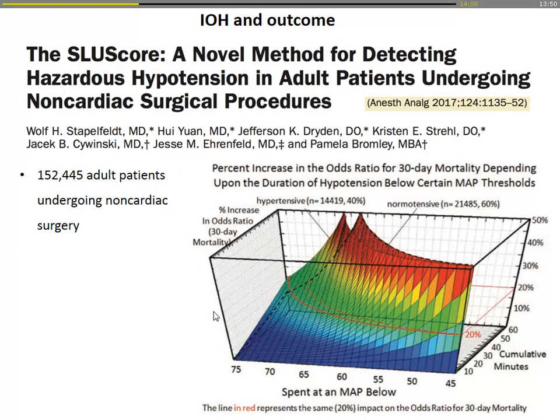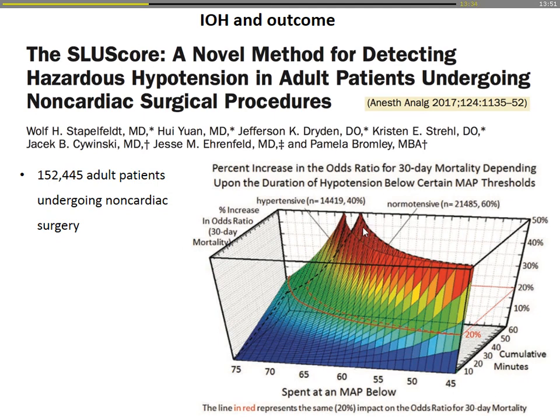And this is another study, where again, more than 150,000 patients from a different group, and they have a three-dimensional plot with the blood pressure, the time spent at a mean arterial pressure below different thresholds, and the mortality on this axis. And you see two levels. This is a normal level, so the lower the blood pressure and the longer you spend in this low blood pressure, the higher the mortality.